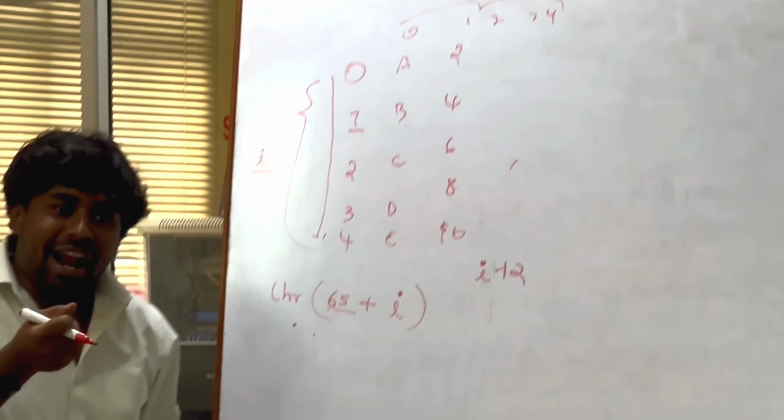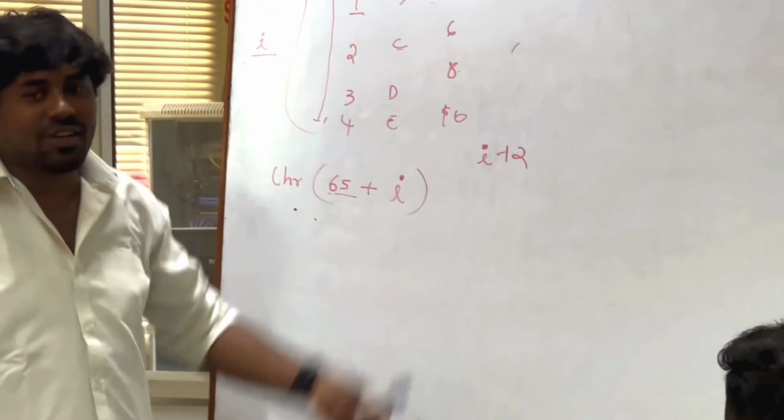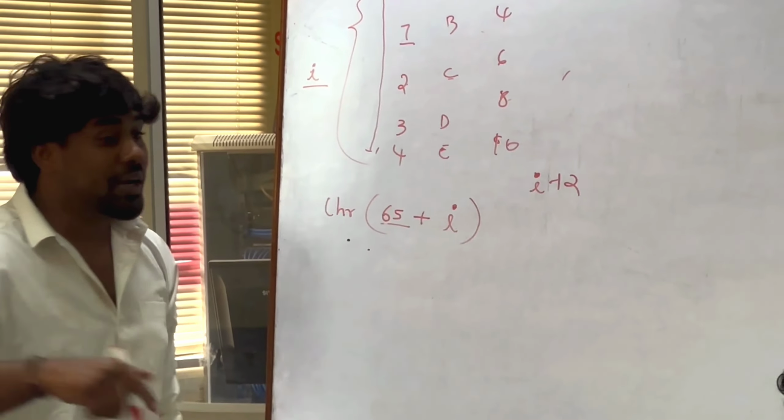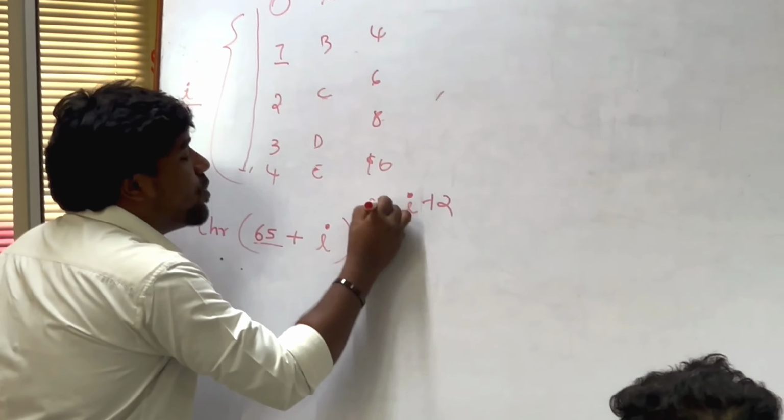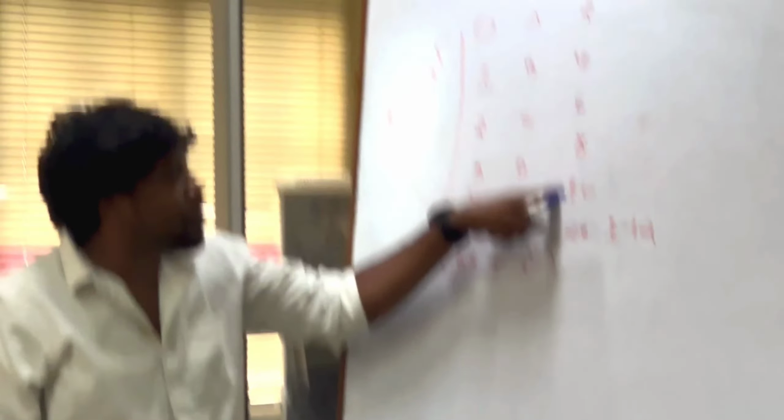Now how much more do you want to add? 1 more you are going to add. Now try to balance it. Try to figure out the equation now. What will I do now? I will just set it as 2 into I plus.